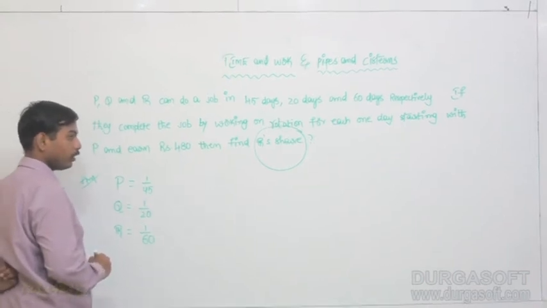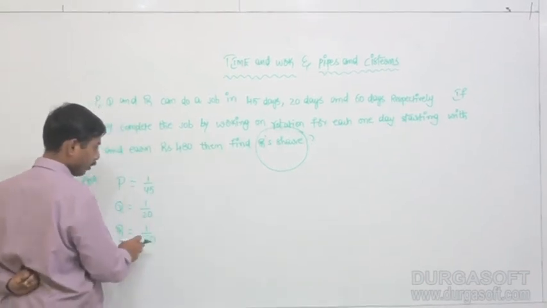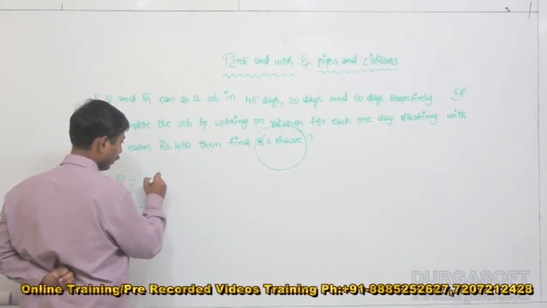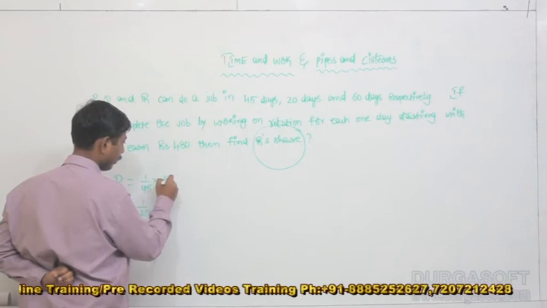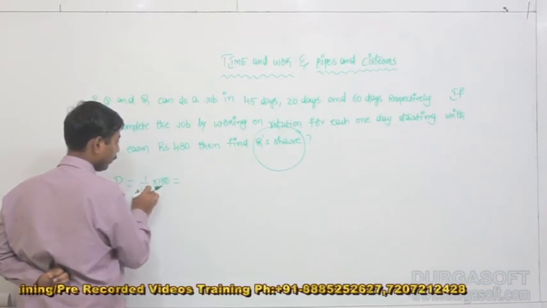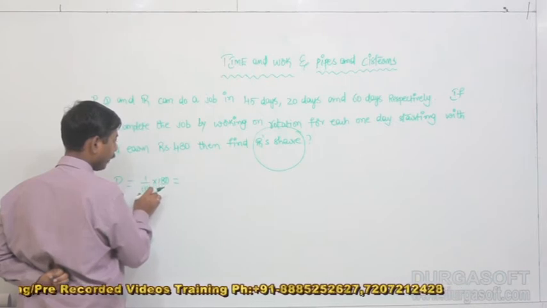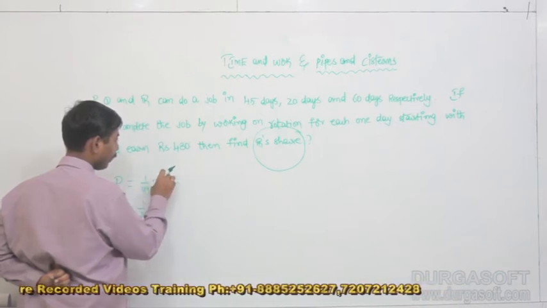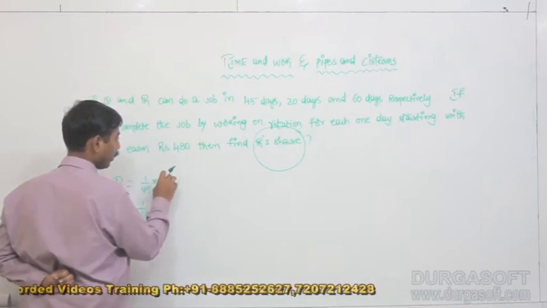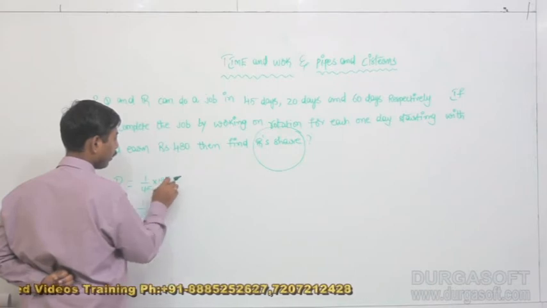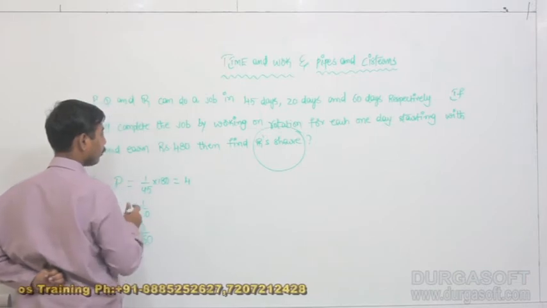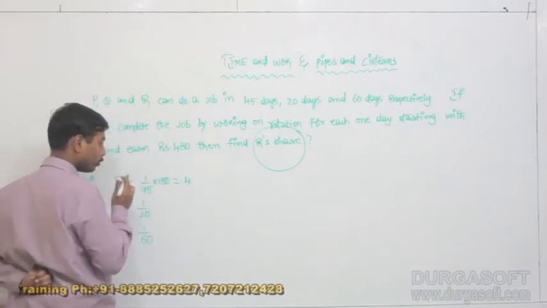45, 20, 60. What is the LCM? Double of 60 is 120, triple of 60 is 180. So total 180 units of work is available. To complete 180 units of work, P needs 45 days. To complete 180 units, P needs 45 days, so how many units of work per day are possible for P? 4 units. Next one.